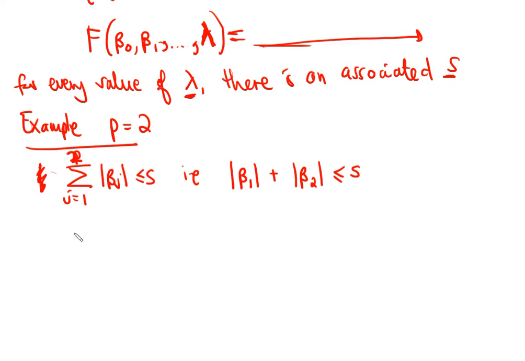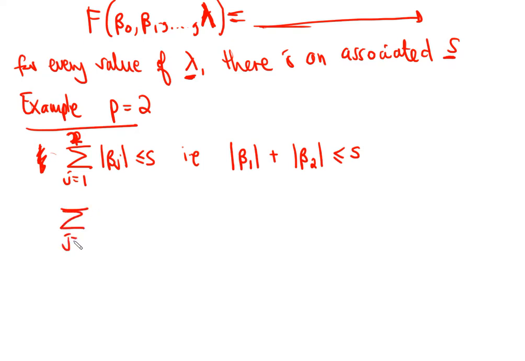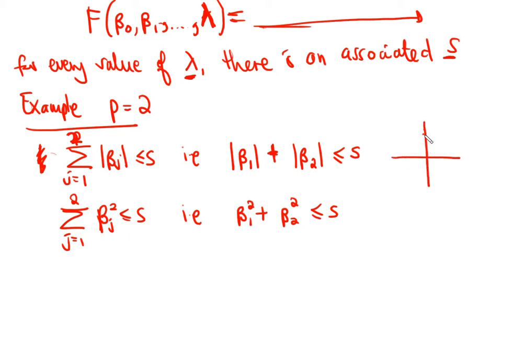That's for the Lasso. For the ridge regression, let's look at this. The summation of j equal to 1 to 2 of beta j squared less than or equal to s, that is beta 1 squared plus beta 2 squared less than or equal to s. So what type of shape is this? For the Lasso, this is a diamond shape. If you put it on a Cartesian plane, it becomes a diamond shape like this.